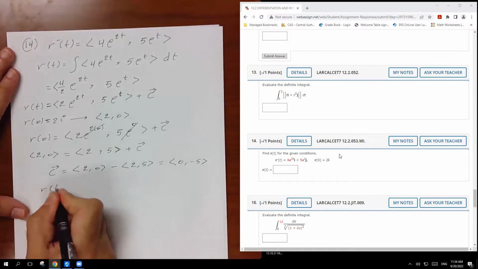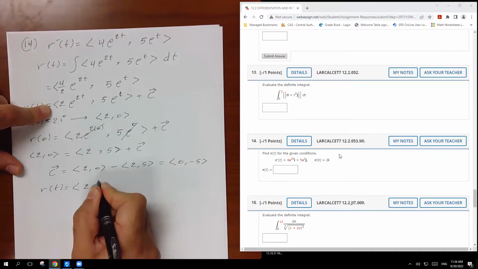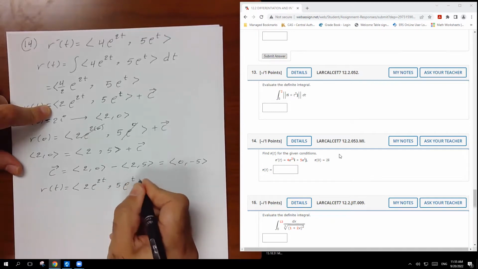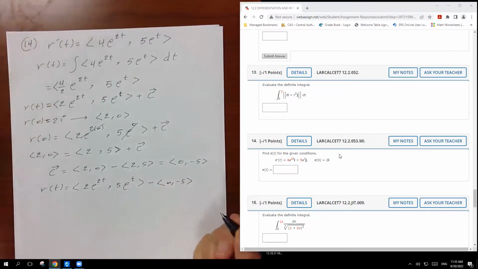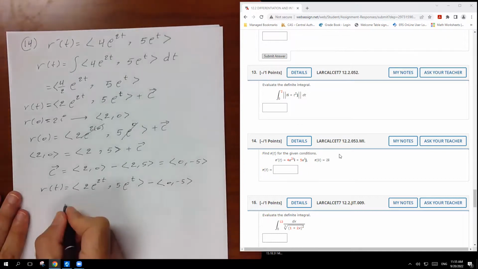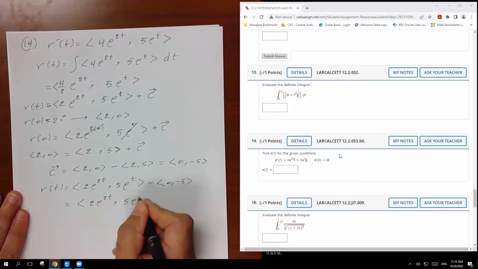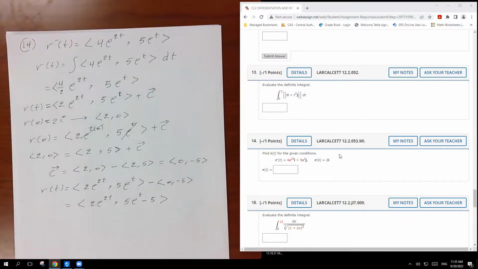So that means r of t is going to be equal to the vector 2e to the 2t and 5e to the t, minus 0, negative 5. You can type it like this, or you can combine these together. It's going to be the same thing. It's going to be 2e to the 2t, c1 here is 0, and the second component is 5e to the t minus 5. That's it for this example.